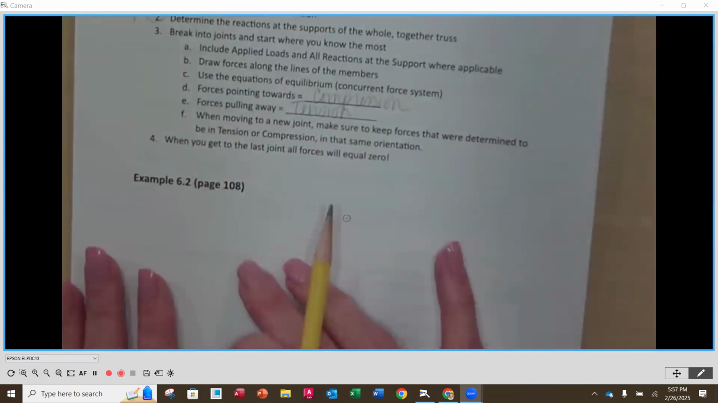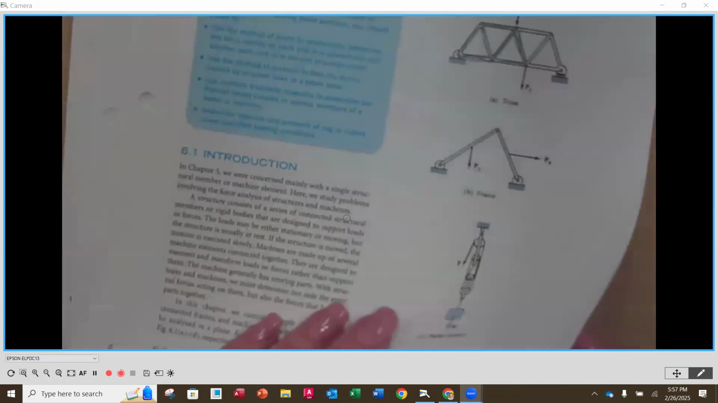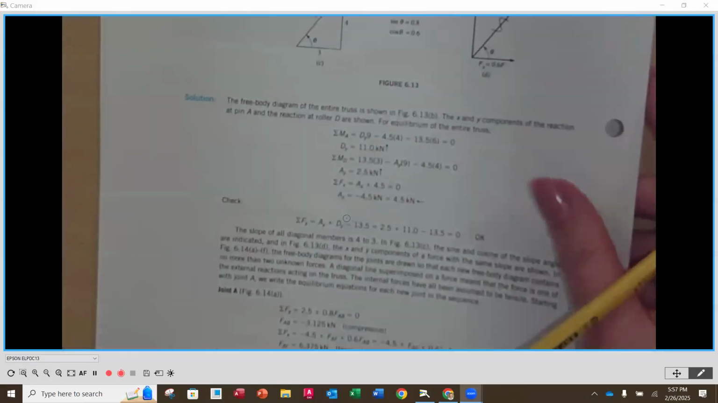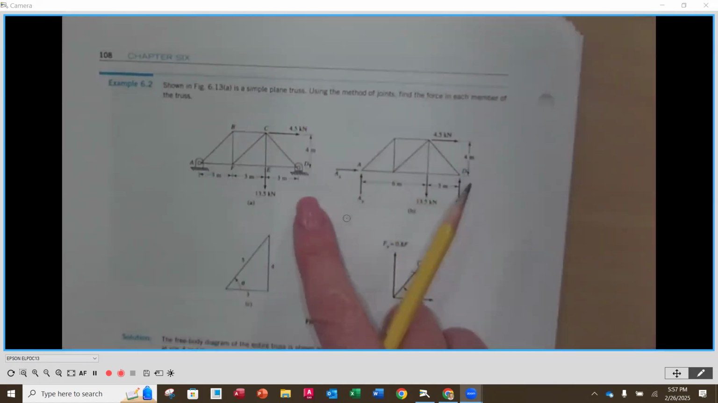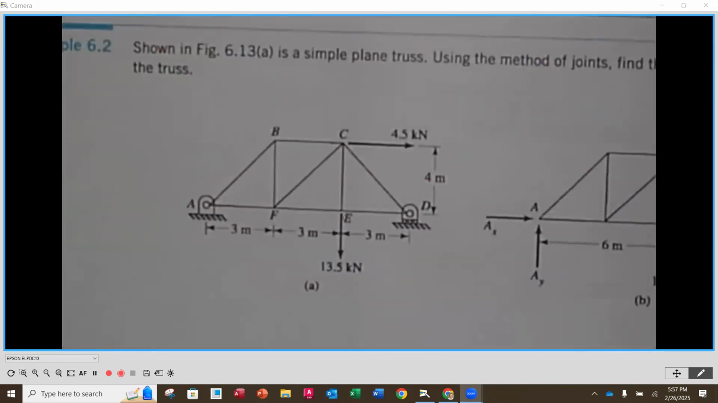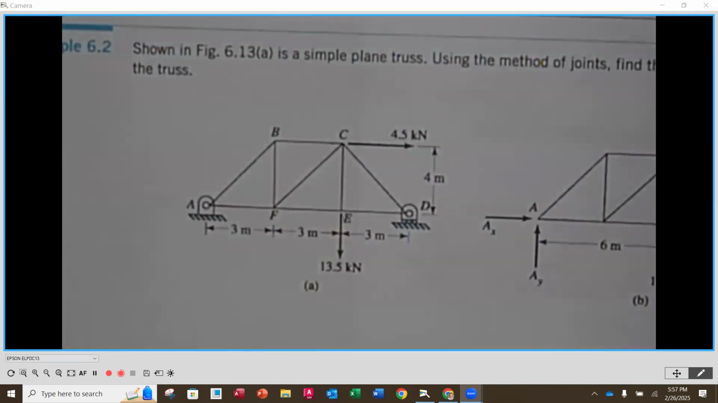So we are going to start our first application of trusses with example 6.2, and this is on page 108 in our handouts, okay? Example 6.2 is on page 108 here. It's at the top. I'm going to zoom in on the original truss illustration here. So it says here, shown in this figure is a simple plain truss. So when we say simple plain truss, remember, that means that the assumptions that we talked about on our first page are going to be in play.